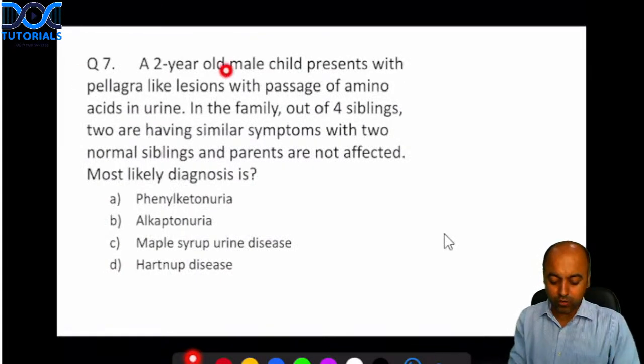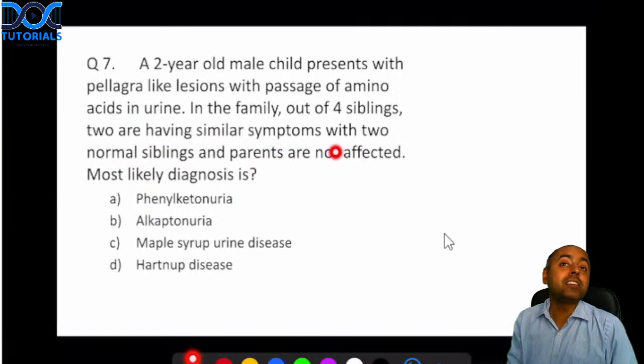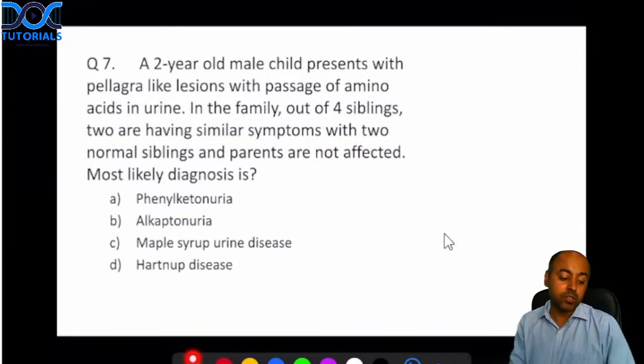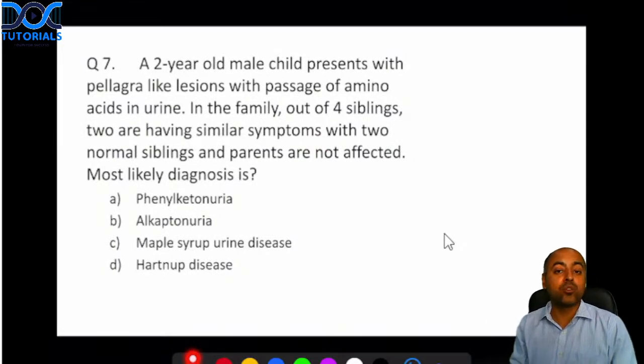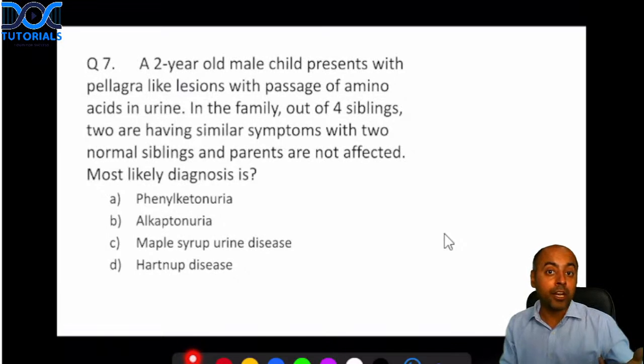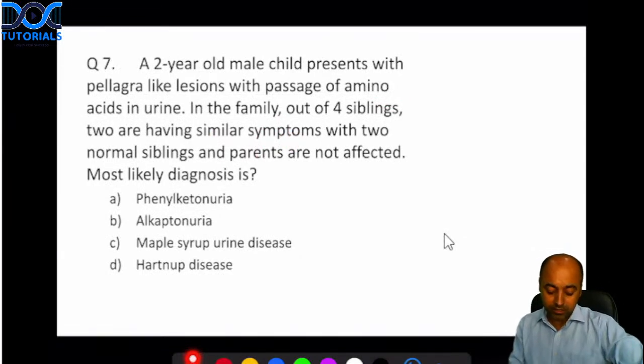Clinical case. A 2-year-old male child presents with pellagra-like lesions with passage of amino acid in urine. In the family, out of 4 siblings, 2 are having similar symptoms with 2 normal siblings. Parents are not affected. If parents are not affected, this is likely to be a recessive condition. Otherwise, it would be a dominant condition. So out of 4, 2 are having similar symptoms, so again it would likely be recessive.